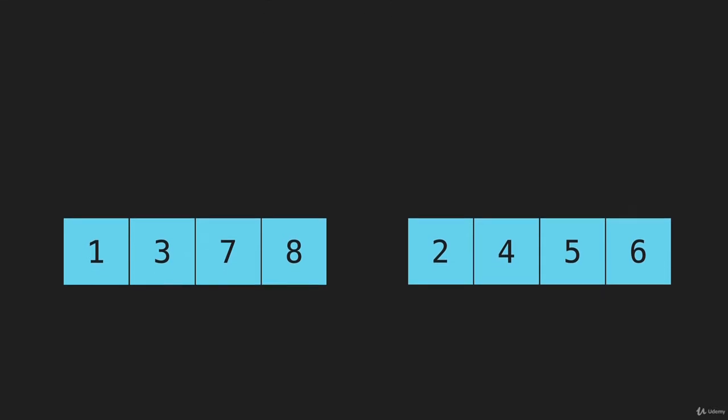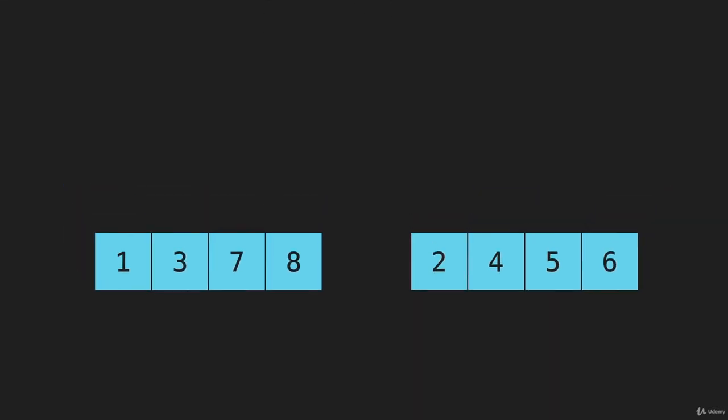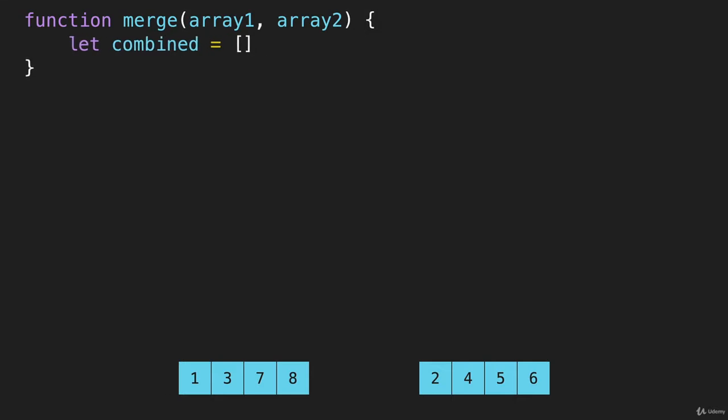So now we're going to code our helper function, merge. Here are the two sorted arrays that we're going to combine into one array. I'm just going to shrink these down here so we have room for our code and bring this in. So we're just going to say merge and pass it the two arrays. Then we're going to create our new array that we're going to put these arrays into, called combined.